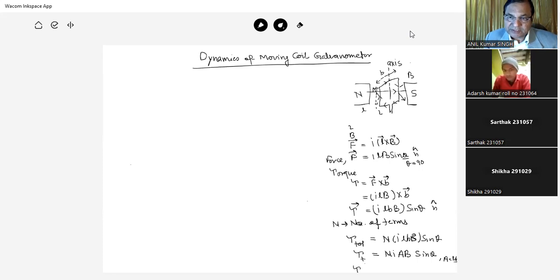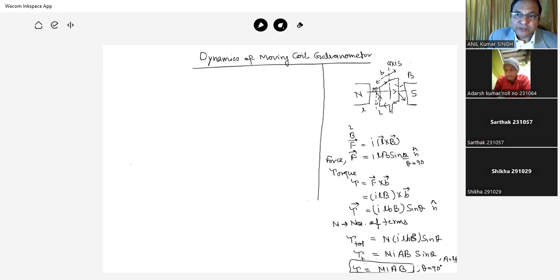So this tau is equal to NIAB. Tau is equal to NIAB because sine theta is 90 degrees. So this is the basic equation acting when the current is passing through the coil.